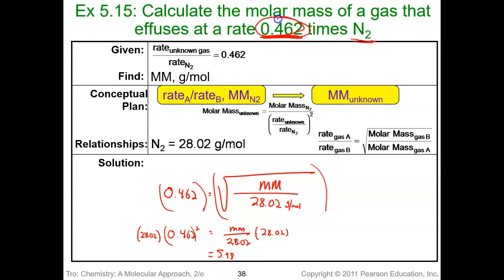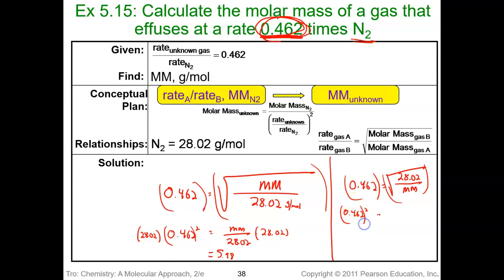This gas is slower than nitrogen. If it's slower than nitrogen, this number should be bigger than nitrogen, right? So now, I should have made this smaller. Let's try it the other way. 0.462 equals our nitrogen, 28.02, over our molar mass, square root. Square both sides, 0.462 squared equals 28.02 over our molar mass.